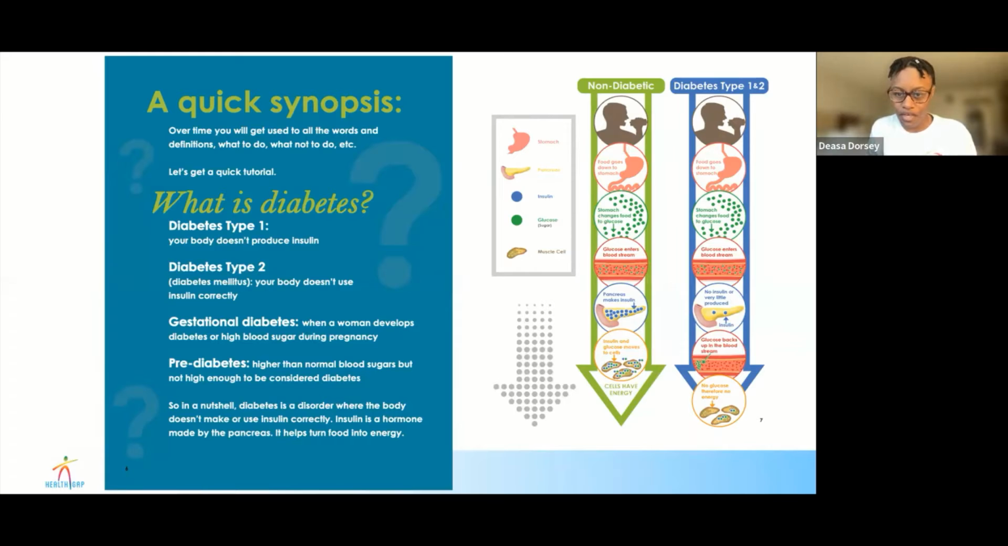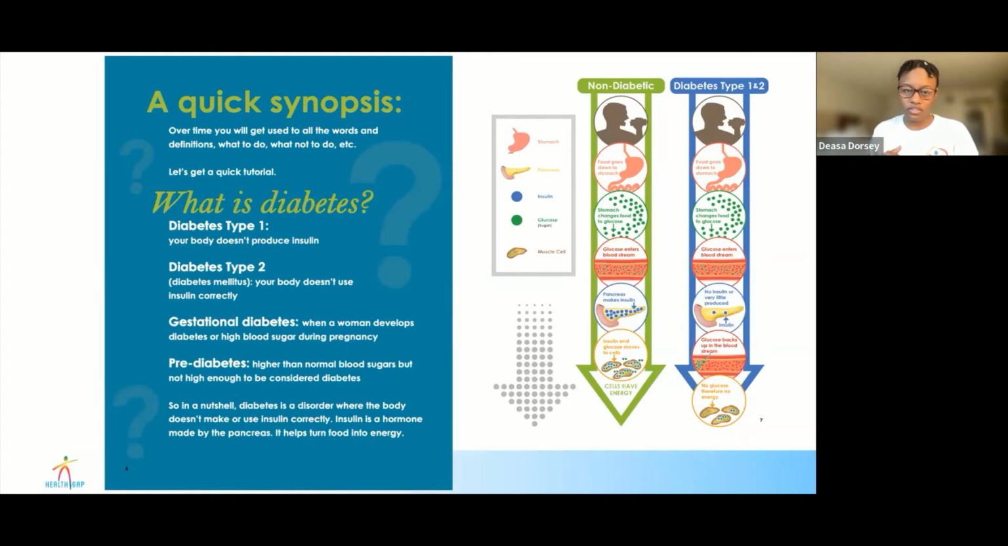All right. So on the next image here, you'll see a little graphic about diabetes. Let's get a little bit deeper into what happens when somebody has diabetes. On the left, you'll see non-diabetes. So let's just chat about that.